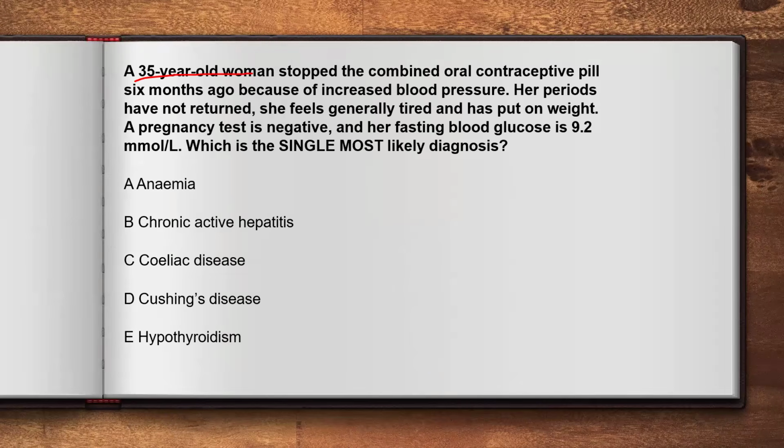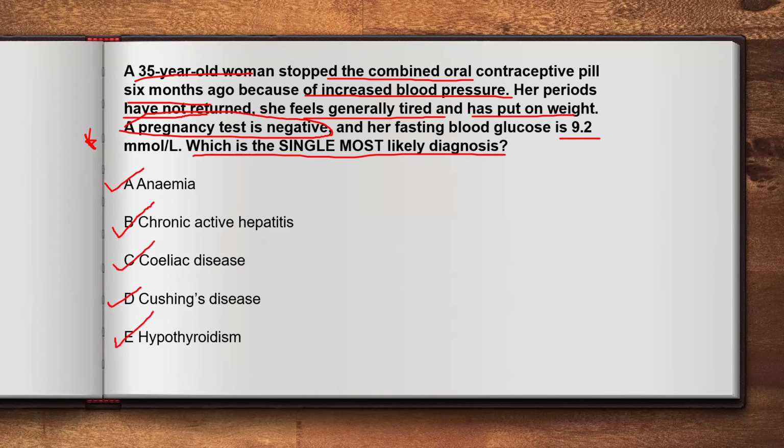A 35-year-old woman stopped the combined oral contraceptive pill 6 months ago because of her increased blood pressure. Her periods haven't returned. She feels generally tired and has put on weight. Pregnancy test is negative. Fasting blood sugar is 9.2 millimole. What is the single most likely diagnosis? Anemia, chronic active hepatitis, celiac disease, Cushing disease, or hypothyroidism.